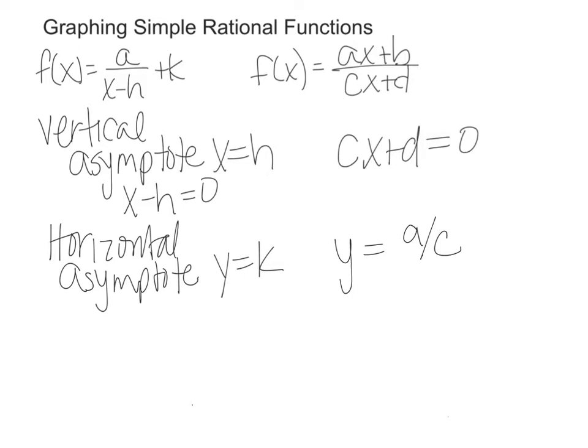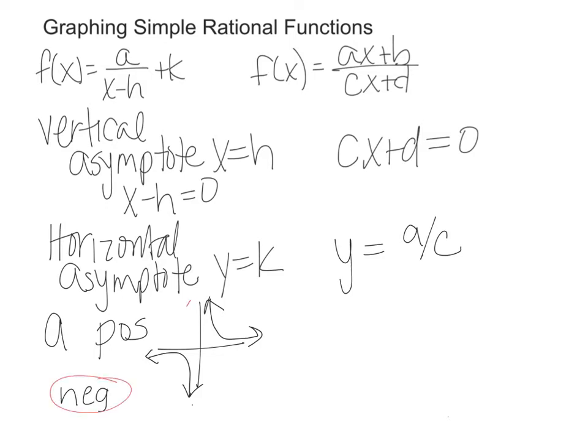In the hk form, a tells us which quadrants the graph is in. A positive looks like this, and a negative is in the other ones. Negative would be in this one. And it doesn't touch your asymptotes, so it's a little bit harder to draw on this.